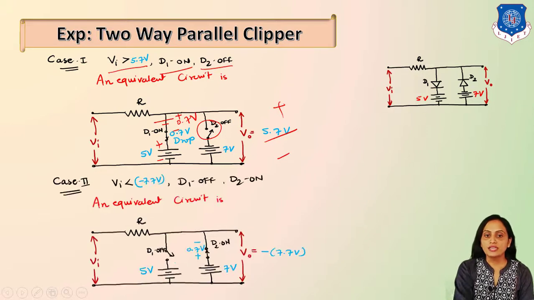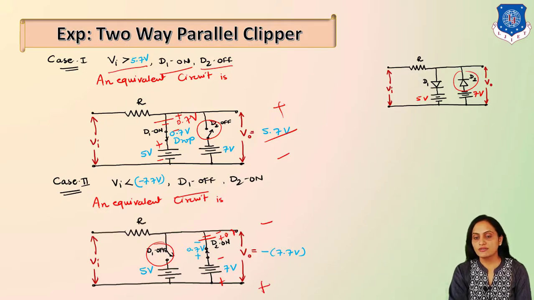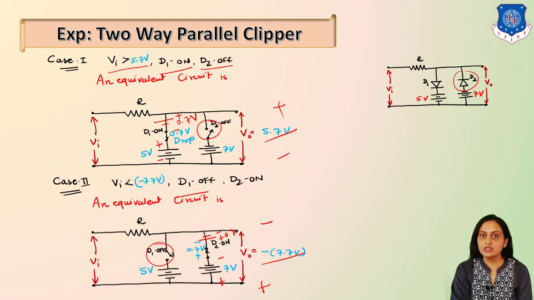Now case 2, when input is less than minus 7.7. So for that, what we can say, diode D1 is off, so shown with the open switch. D2 is on, so for that I have to draw the battery, and battery will be like this according to the polarity of this D2. So it will be minus and plus. So minus plus 0.7, minus plus 7, so it will be minus plus 7.7. That is why negative polarity is shown.